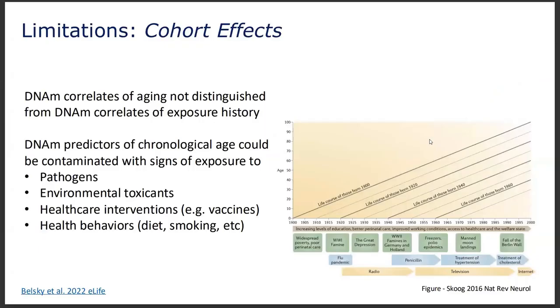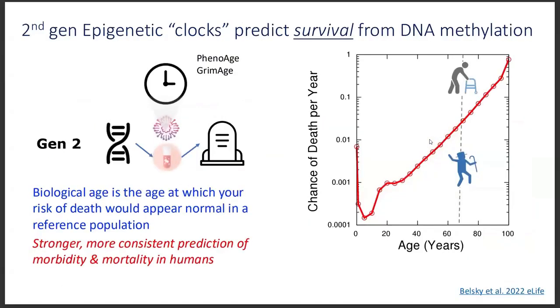Something else you're familiar with are cohort effects, right? So in a cross-sectional sample, your age is also your year of birth. And we know that exposures that embed within the methylome, like environmental toxicants, like pathogens, like various healthcare procedures, vary over that time span. And so what looks like a sign of age in the model could instead be an artifact of the particular period in history when the person was born.